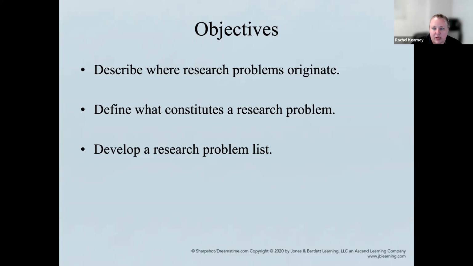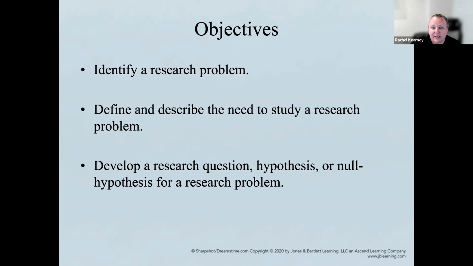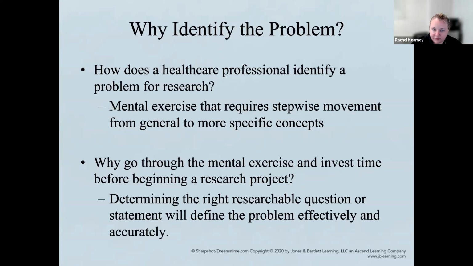So this chapter describes where we get research problems, what is a research problem, and helps you develop a research problem list. It'll also help you identify what the research problem is that you're going to study, defining that, and then developing a research question, a hypothesis, or a null hypothesis.